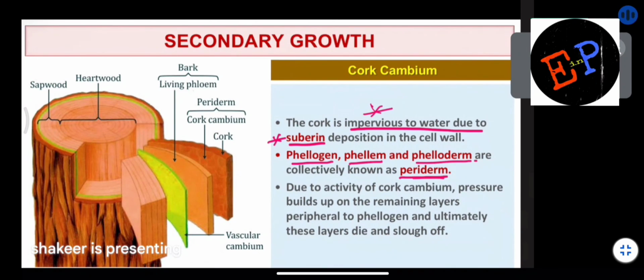So phellogen, phellem and phelloderm are collectively called periderm. Phellogen is the cork cambium. Phellem means cork. Phelloderm means secondary cortex. All of them combined are called periderm.